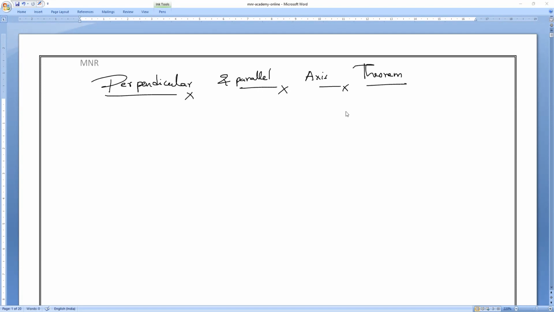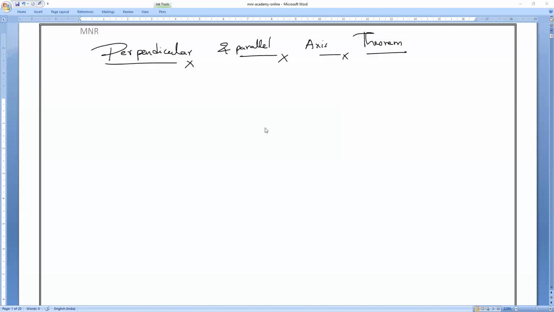The numericals in H.C. Verma and Pandey, D. Pandey books, all of these are related to these concepts. So this is a very important concept, so please make sure of that. First, you keep the heading perpendicular axis theorem. So what is this perpendicular axis theorem?